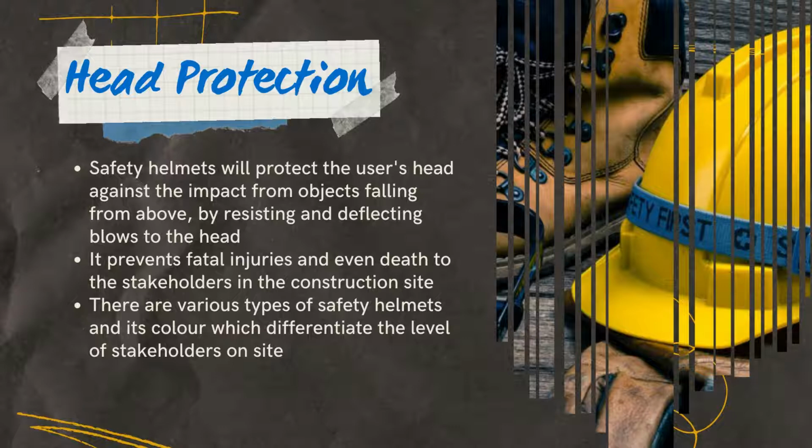Safety helmets will protect the user's head against the impact from objects falling from above by resisting and deflecting blows to the head. It prevents fatal injuries and even death to the stakeholders in the construction site. There are various types of safety helmets and colors which differentiate the level of stakeholder on site.